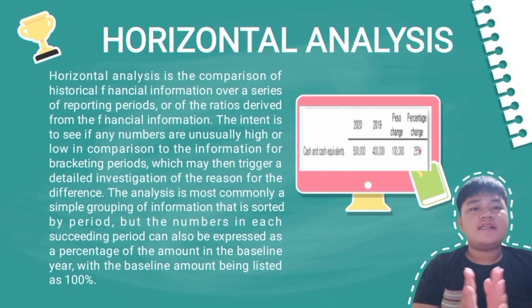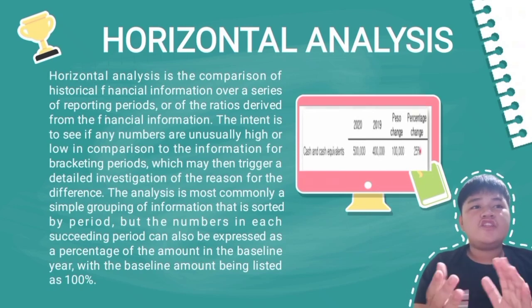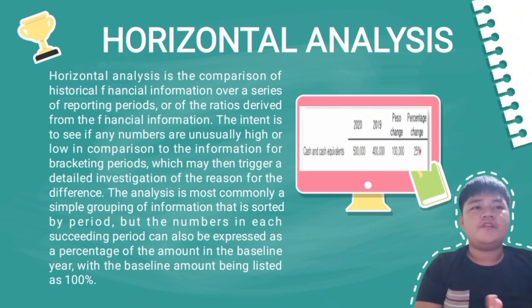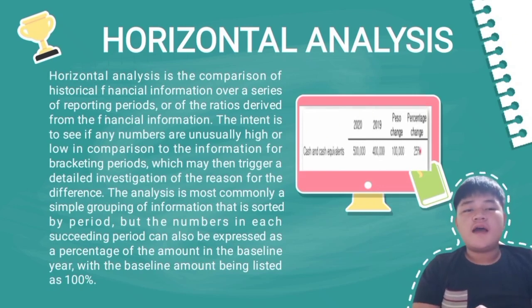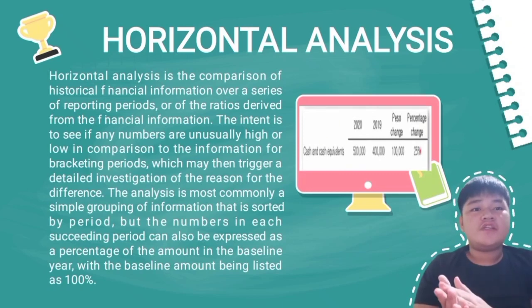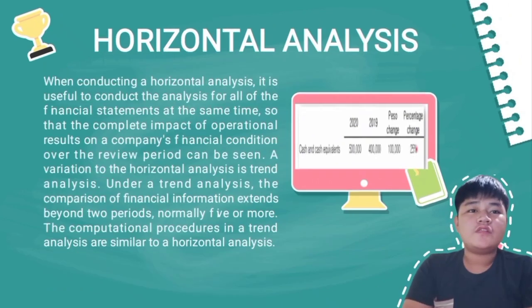The goal of horizontal analysis is to see the changes or compare the changes every year or period by period, and to see also the reason why the transaction decreased or increased in the current year and prior year. When conducting a horizontal analysis, it is useful to conduct the analysis for all of the financial statements at the same time, so that the complete impact of operational results on a company's financial condition over the review period can be seen. A variation to the horizontal analysis is trend analysis.